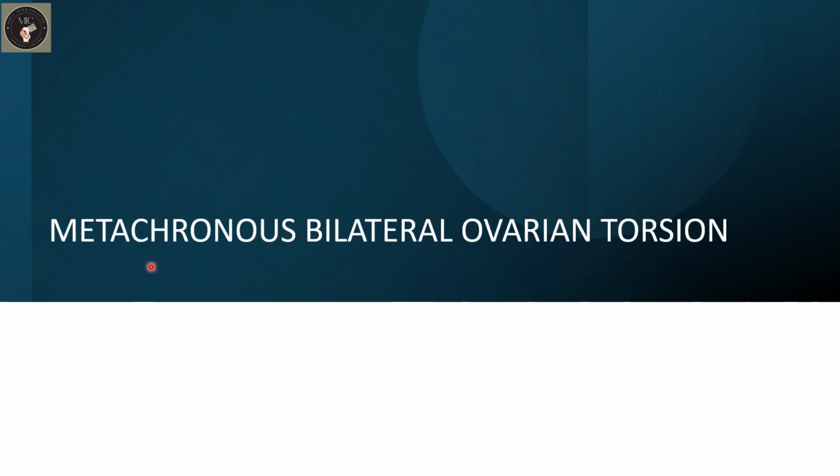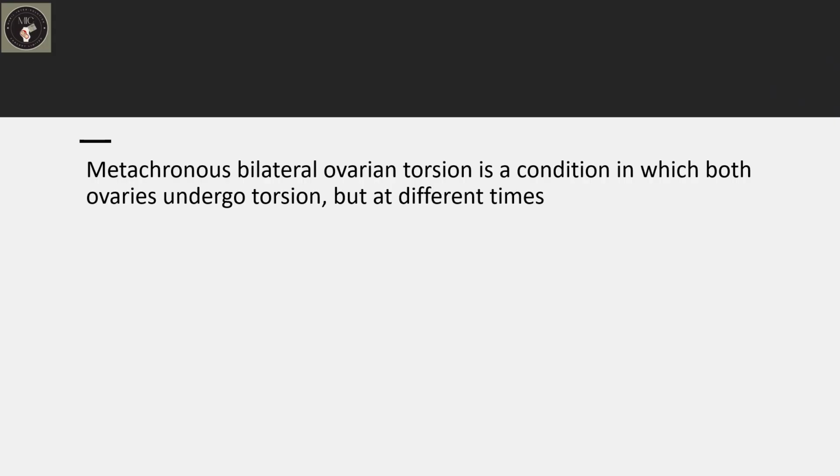Metachronous bilateral ovarian torsion. Metachronous bilateral ovarian torsion is a condition in which both ovaries undergo torsion, but at different times.